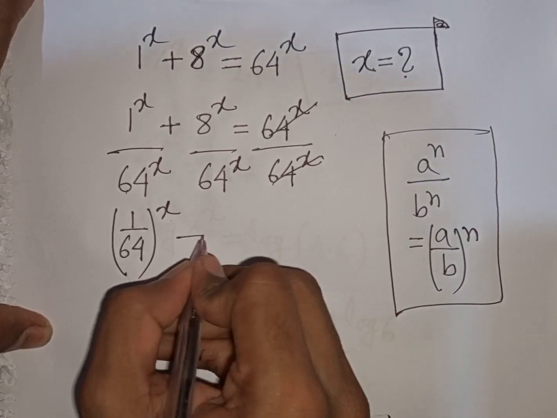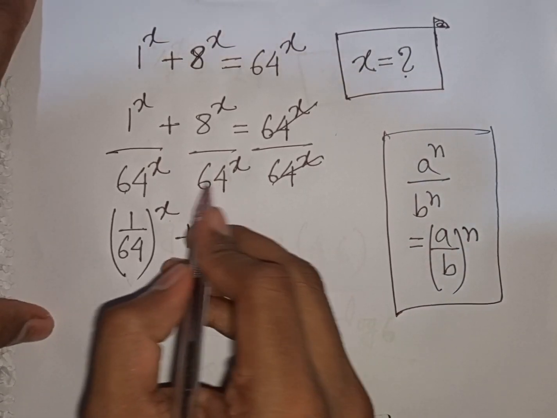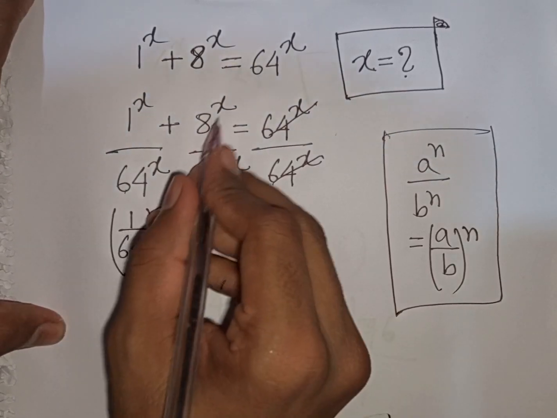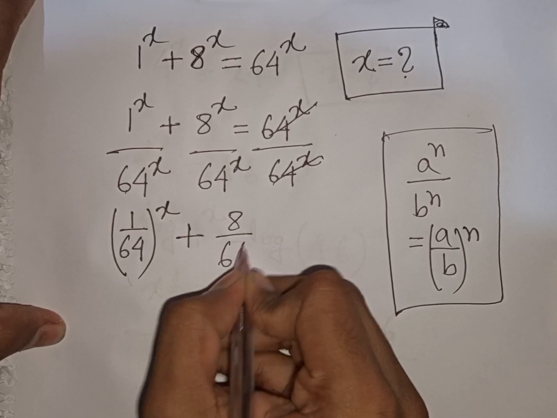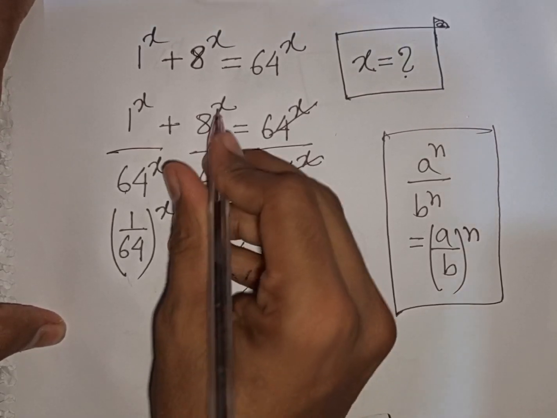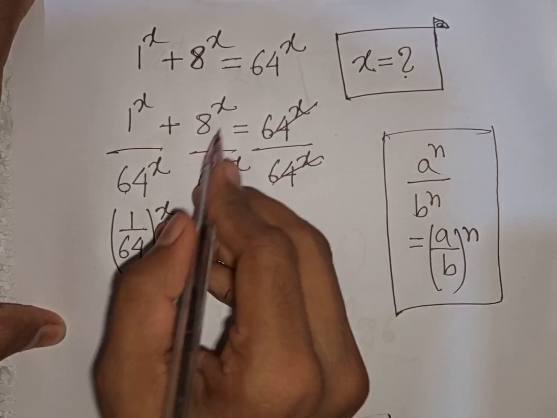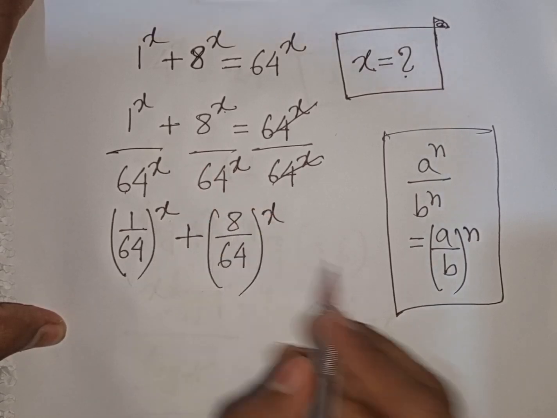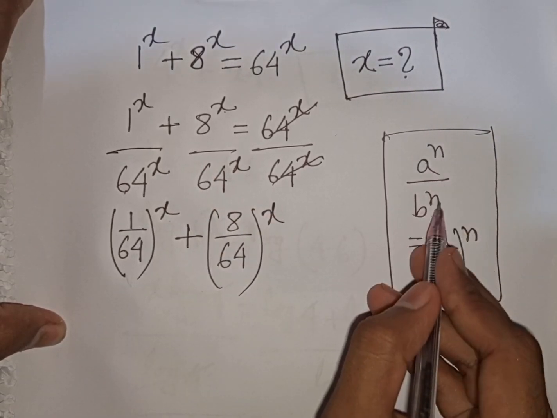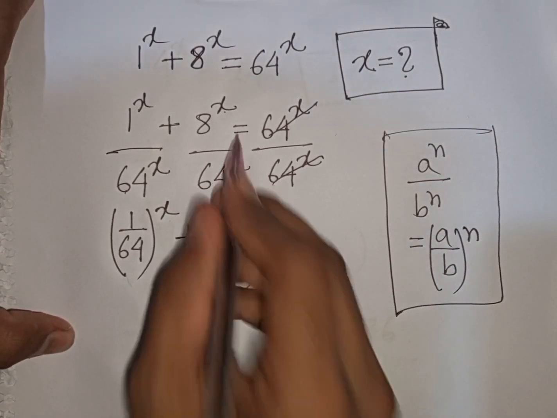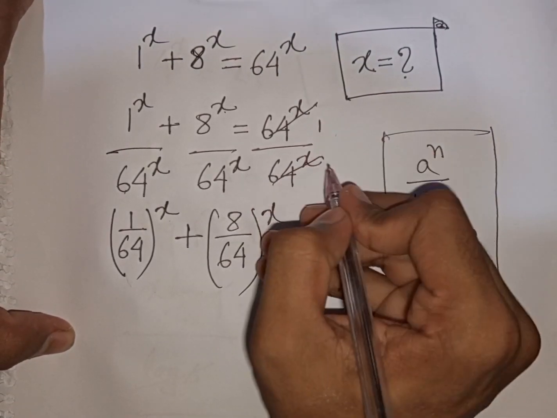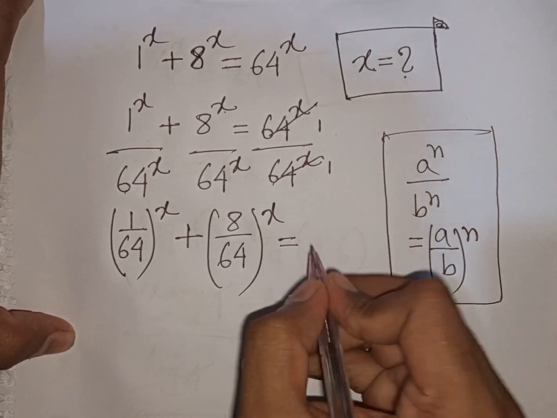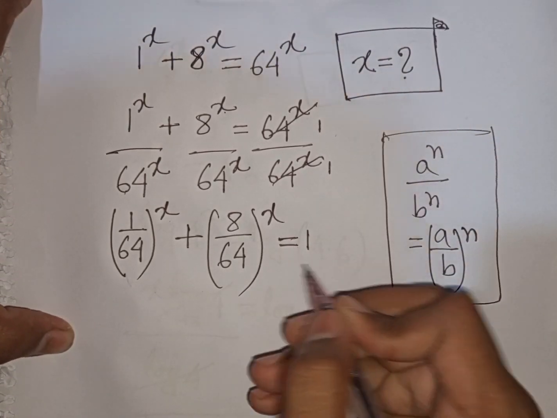Then plus, here I can apply this formula again. So, it will be (8/64)^x, same power but different base. Then is equal to, here on the right, 1 divided by 1, that means it will be 1.